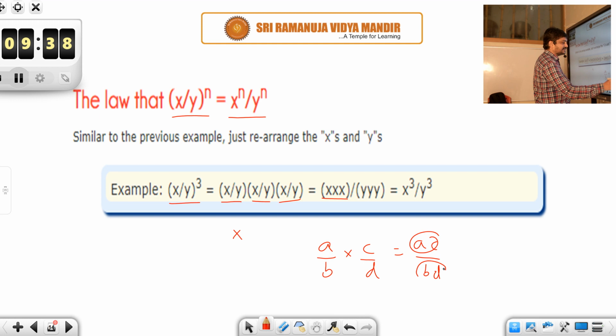So x by y times x by y times x by y. This is x into x into x, that is the multiplication of the numerators, and y into y into y, that is the multiplication of the denominators. But x into x into x, you could write as x cube in power notation, and y into y into y, again in power notation you could write as y cube. So if you generalize, x by y whole power n is equal to x power n upon y power n. Okay students, so 2 by 3 whole cube is simply 2 cube by 3 cube, and 2 cube is 8 and 3 cube is 27.